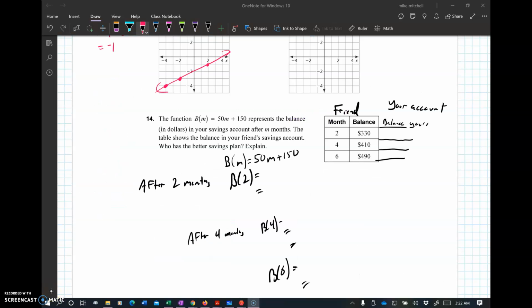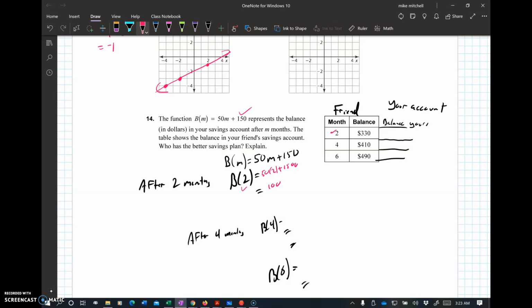Just a minute left for this last problem. So they want you to compare your friend's bank account, which is this one right here, with your balances, which we're going to calculate. So we look at 2, 4, and 6 months. Here's the formula. B of m equals 50 m plus 150, just got that from up there. 2 months I got from right there. So this is going to be 50 times 2 plus 150.